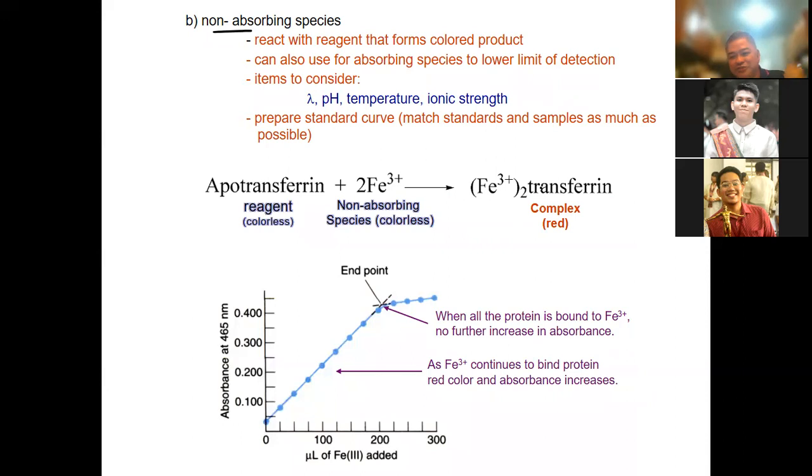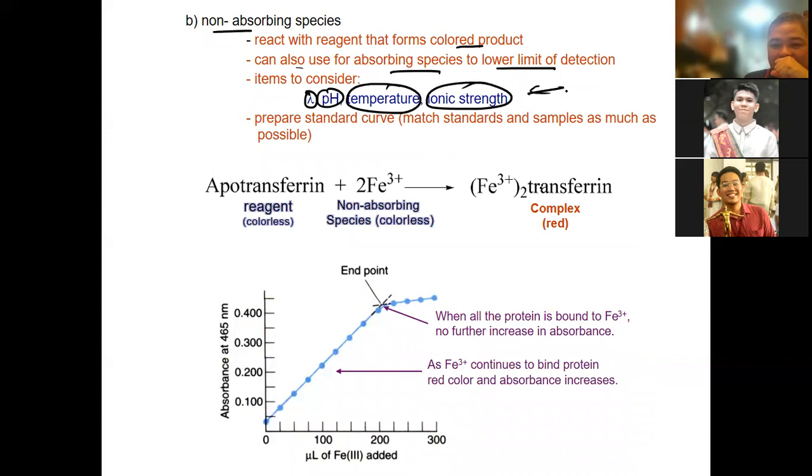But how do you do this? You're going to react it with something so that it can form a product that can absorb. Okay, so you react it with a reagent that forms a colored product. Can also be used for absorbing species to lower the detection limit. So items to consider: the wavelength, the pH, the temperature, and the ionic strength. So you have to optimize these conditions. And the way you do, you prepare the standard curve, you match the standards and sample as much as possible.